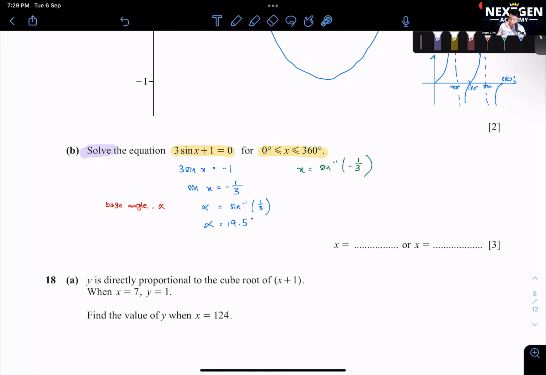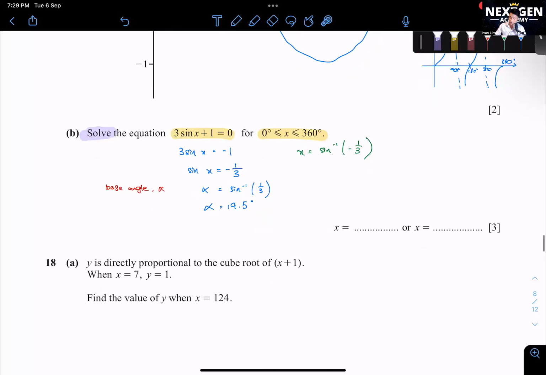So first step, make sine, cos, or tangent as the subject first. Then second step, you put into the calculator, you shift, you inverse the trigo, which is your sine, cos, tangent, and then you put in the value here, without the symbol. Now we are going to use the ASTC method. If my sine is negative, it means it's my third quadrant and my fourth quadrant.